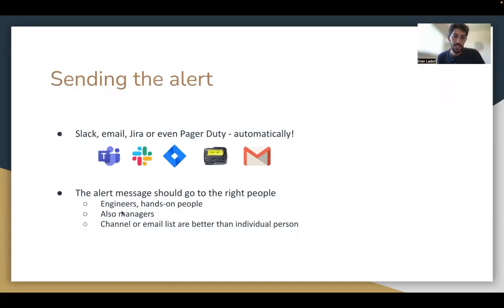The right people are engineers and hands-on people, the people that really know what could cause this increase 2 days ago, 3 days ago, and so on. People that really know the architecture and know the incoming requests and bits and bytes and so on. Managers could also be great, to prioritize, and they are accountable towards the budgets and so on. And one really crucial tip is to send it to a channel or email list, but not to an individual person. This is not scalable.